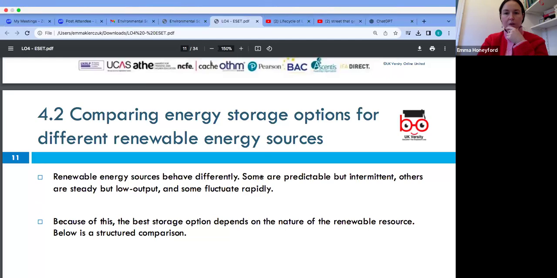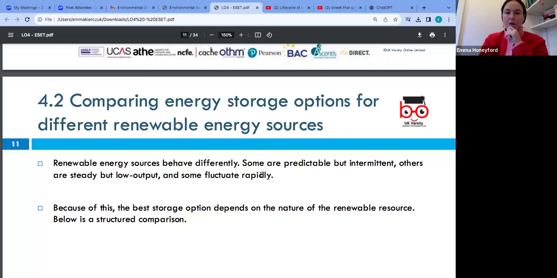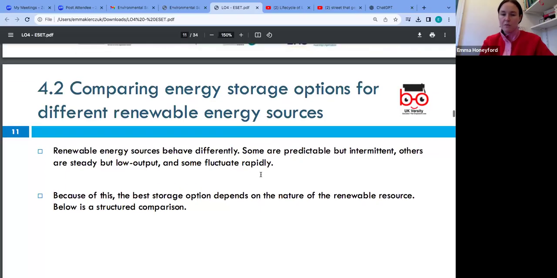different renewable energy sources. So renewable energy sources do behave differently. Some are predictable, but some intermittent. Others are steady but low output, and some fluctuate rapidly. So not all renewable energy sources are the same. Because of this, the best storage option depends on the nature of the renewable resource. Below is a structured comparison, which I'm going to go into now.